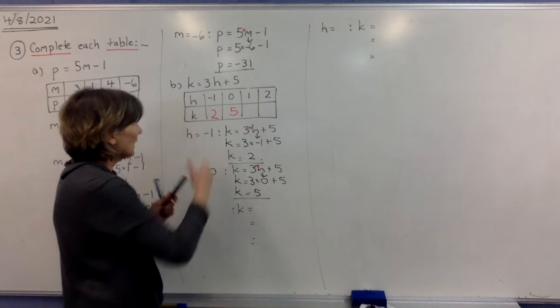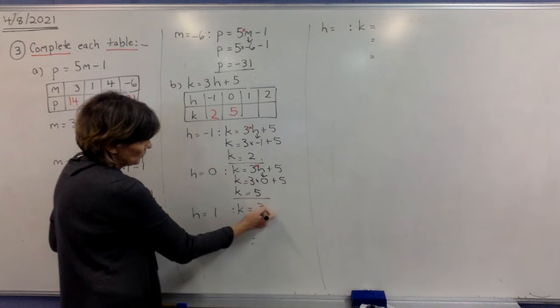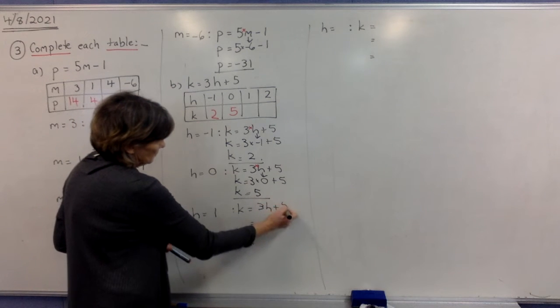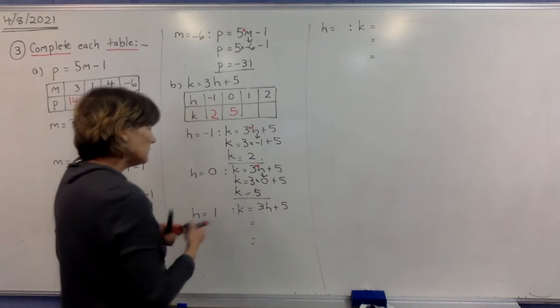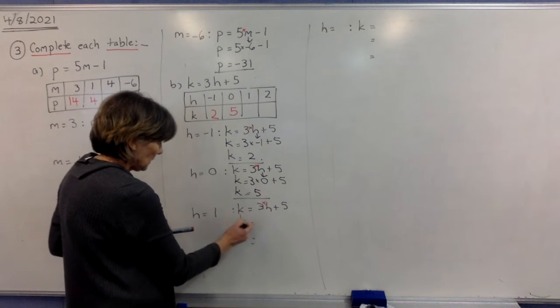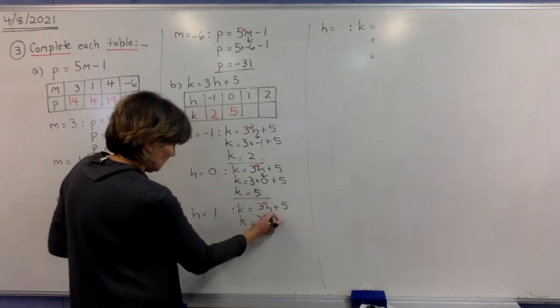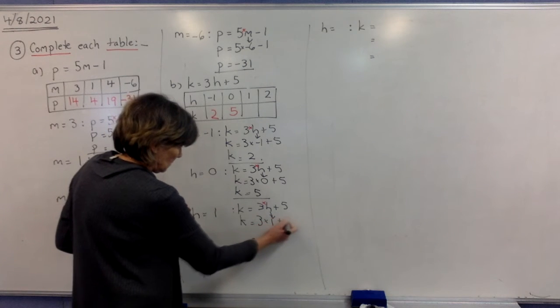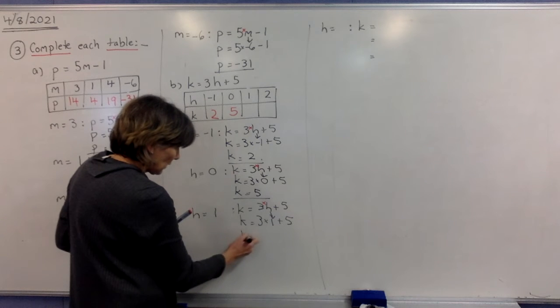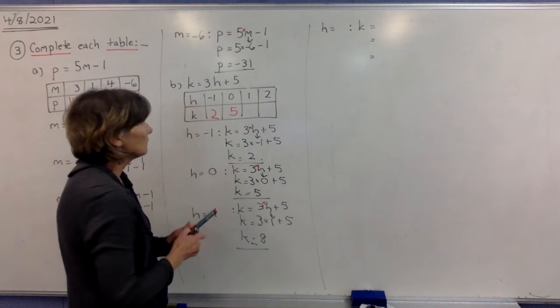Our next h value is 1. So h equals 1. Write our rule down. Put the times in between the number and the letter. And let's sub in what we've got. So for h this time, we're putting in a 1. Type it all in left to right on your calculator. And you'll get k equals 8.